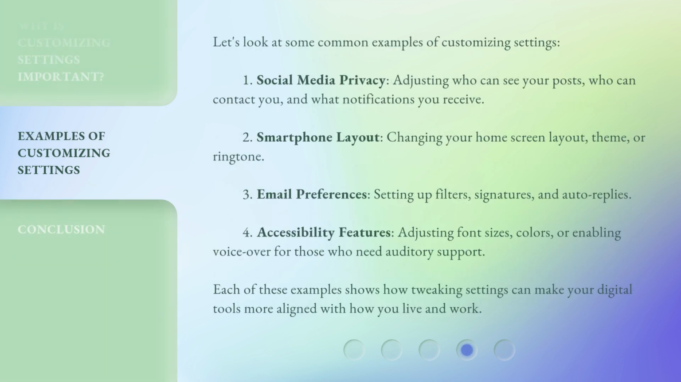Let's look at some common examples of customizing settings. 1. Social media privacy. Adjusting who can see your posts, who can contact you, and what notifications you receive. 2. Smartphone layout. Changing your home screen layout, theme, or ringtone. 3. Email preferences. Setting up filters, signatures, and auto-replies. 4. Accessibility features. Adjusting font sizes, colors, or enabling voiceover for those who need auditory support. Each of these examples shows how tweaking settings can make your digital tools more aligned with how you live and work.